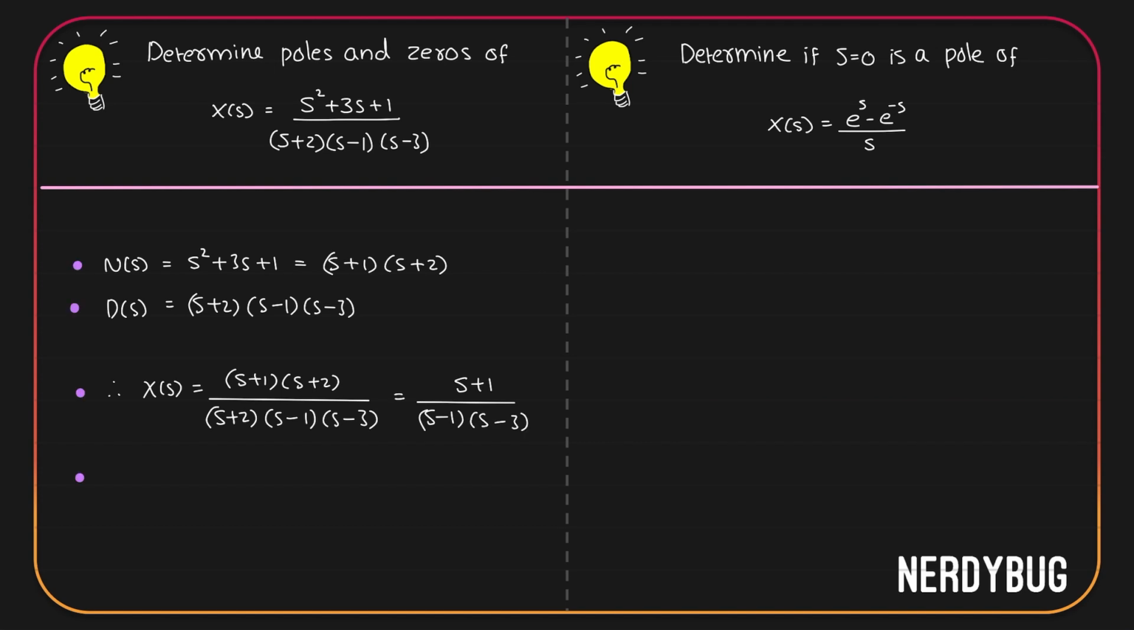From this, we can write down the poles and zeros. Zeros are the values of s for which the numerator becomes 0. So the numerator is s + 1, so the value is s equals −1. Poles are the values of s for which the denominator becomes 0. The denominator will become 0 if s is equal to 1 or s is equal to 3. So s equals 1 and 3 are the poles.